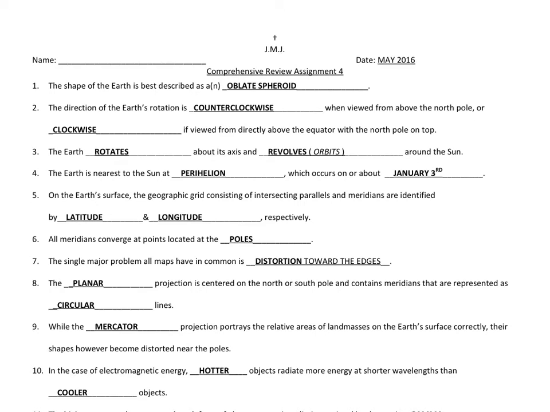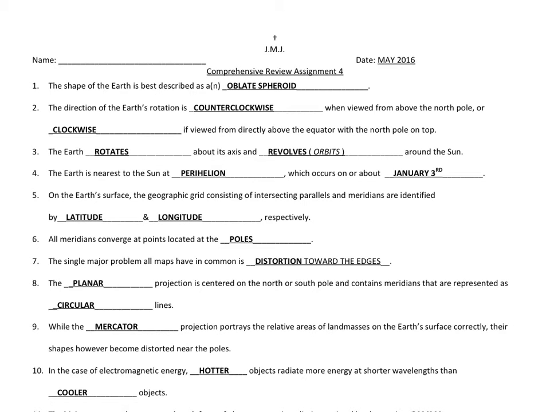The direction of the Earth's rotation is counterclockwise when viewed from above the North Pole, or clockwise if viewed from directly above the equator with the pole at the top. This is why the clouds will go across the sky. The sun rises in the east and sets in the west. Think about those different phenomena.